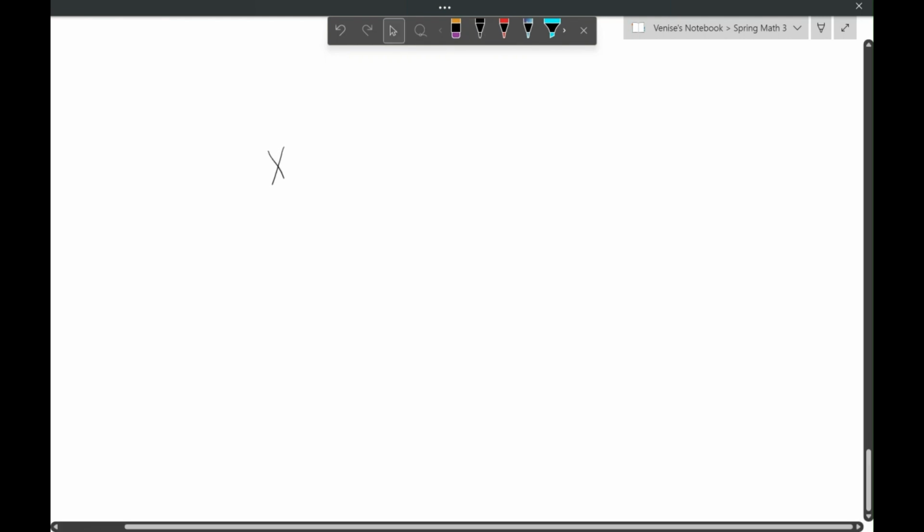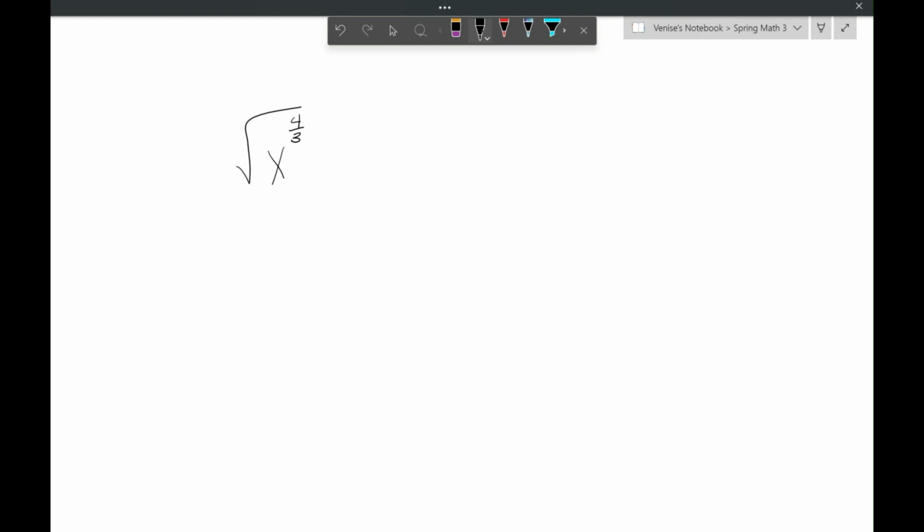Okay, so we want to solve the first problem of the study guide. I am not going to show the exact same one. I'm going to show a similar problem. So if we had something like x, let's get closer. x to the 4 over 3, and a fourth root. All right.